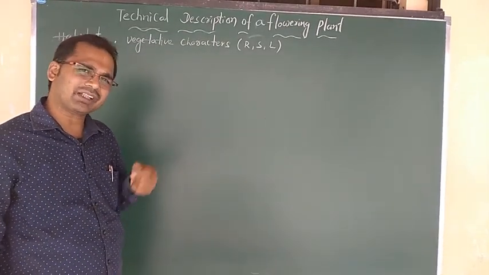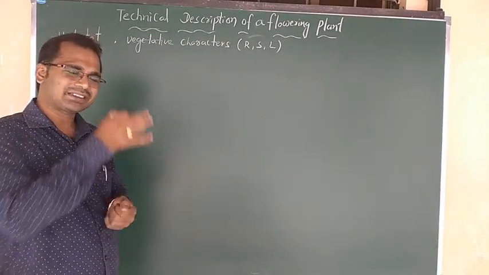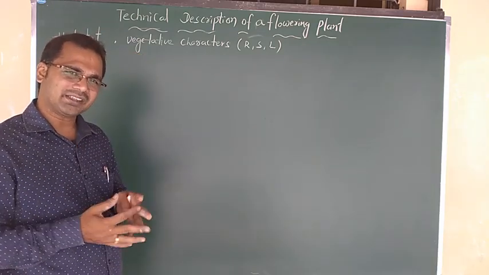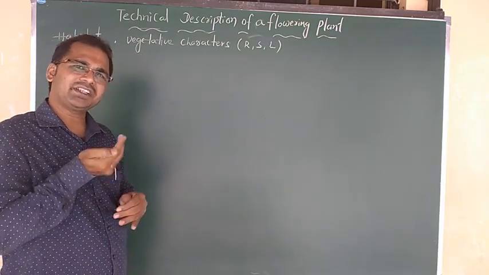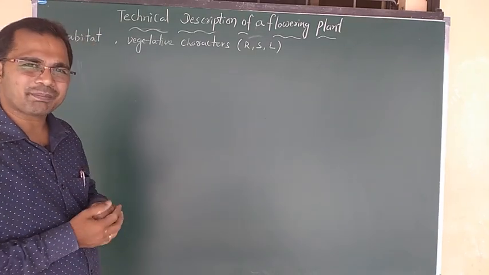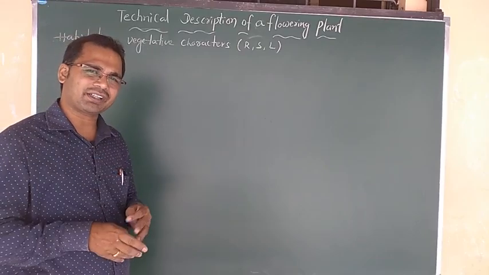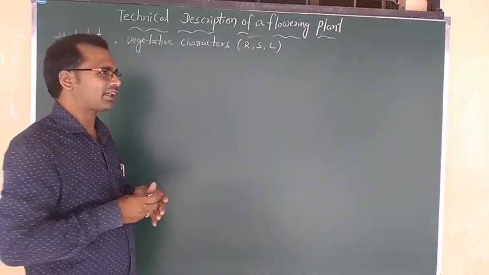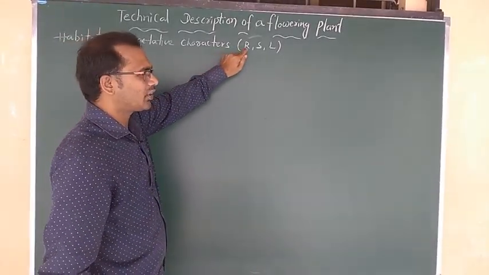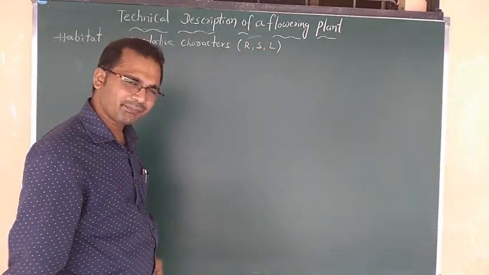Next, stem we are considering. How is the stem? Straight, branched, woody. Next, leaves. What type of leaves are present? Simple leaf or compound leaf? Stipulate, non-stipulate. Vegetative characters we are considering: root, stem, leaf.